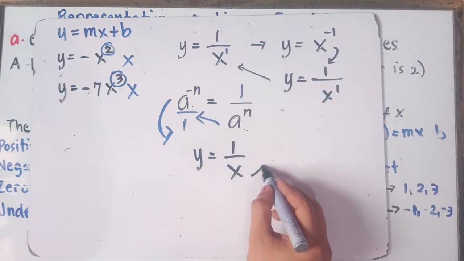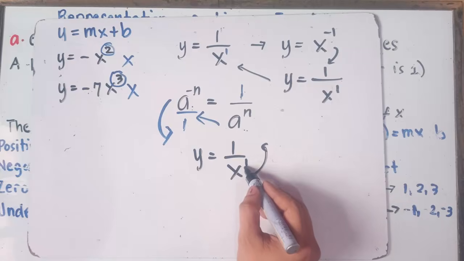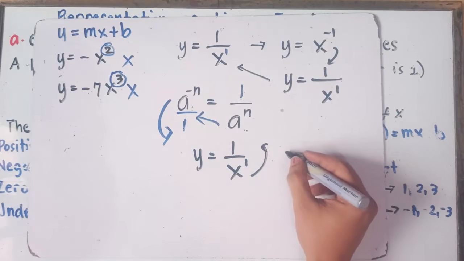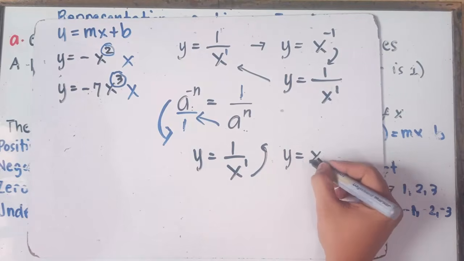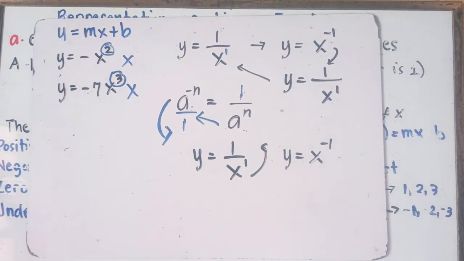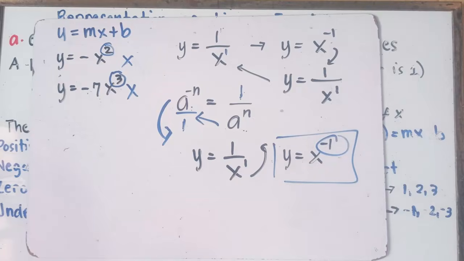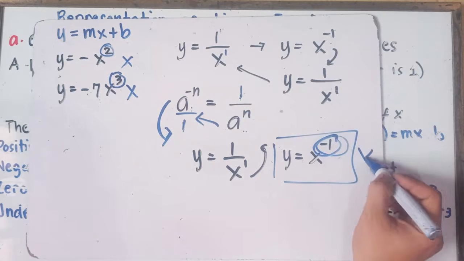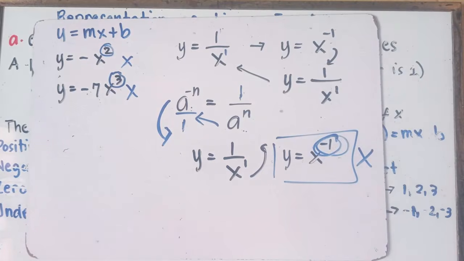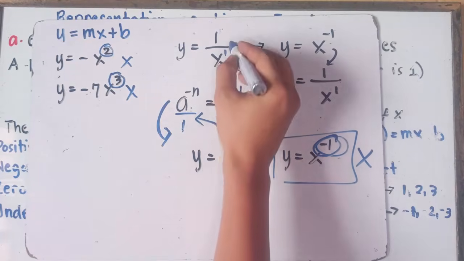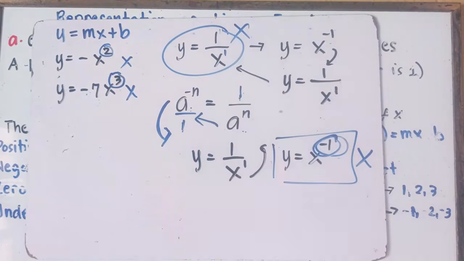When you put this one on the numerator, the exponent, class, positive, it will become negative. So this will be y equals x raised to the power of negative 1. Now, x raised to the power of negative 1, we are not allowed to have a negative exponent for a linear function. Therefore, class, this is not a linear function. Once again, this is not a linear function.